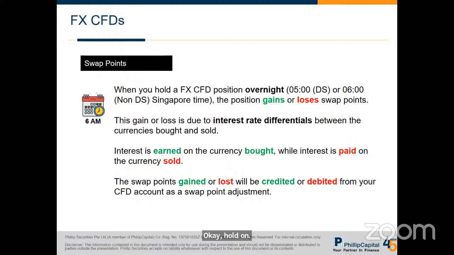Okay, so when you hold an FX position overnight, overnight being 5 a.m. for daylight saving and 6 a.m. for non-daylight saving, the position will gain or lose swap points. The gain or loss is due to the interest rate differential between the currency bought and sold. Interest is earned on the currency bought, while interest is paid on the currency sold. The swap point gain or loss will be credited or debited from your CFD account as a swap point adjustment.